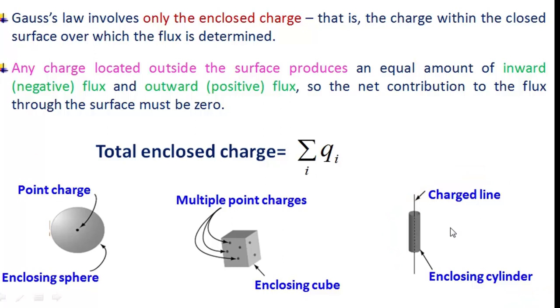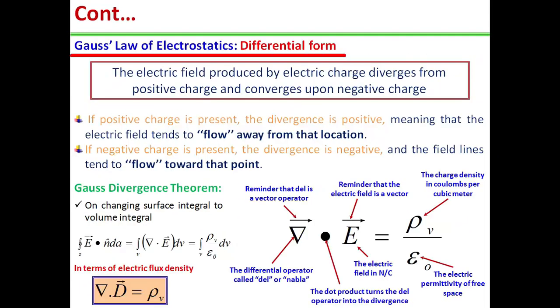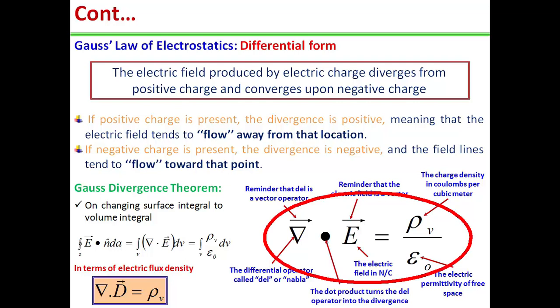And over these surfaces, we have to calculate the total amount of charge enclosed within that surface, and due to that, we have to find the total electric field lines passing through these surfaces. And therefore, we will calculate the electric flux and solve the problems. Now, I will discuss the Gauss law of electrostatics in the differential form. So, in the differential form, we can write del dot E is equal to rho_v by epsilon naught.